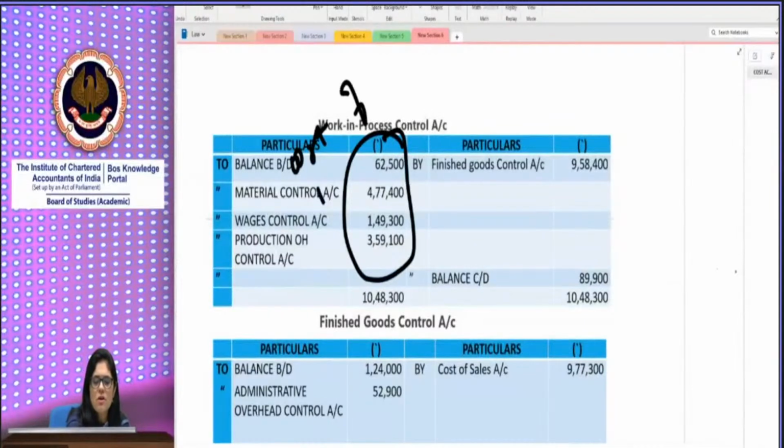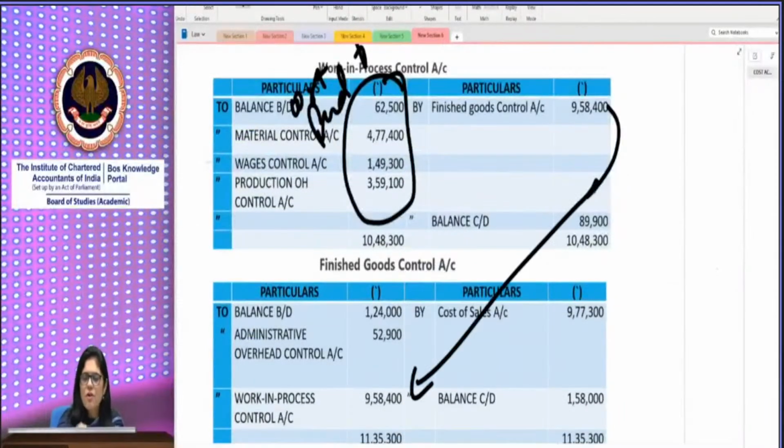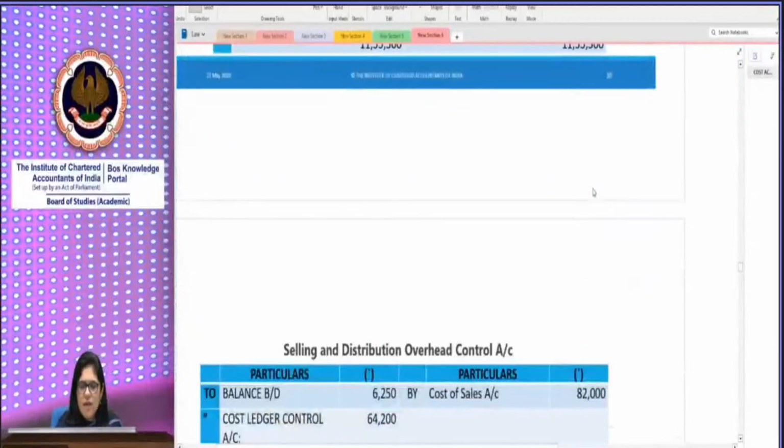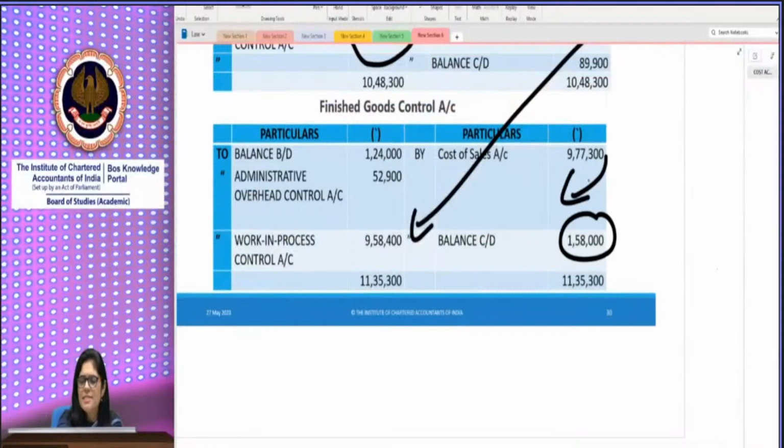So this is the whole production cost. All the cost of production which is charged will be transferred from WIP to finished goods. See, it is transferring from WIP to finished goods. And finished goods will transfer to cost of sales. These are the unsold.